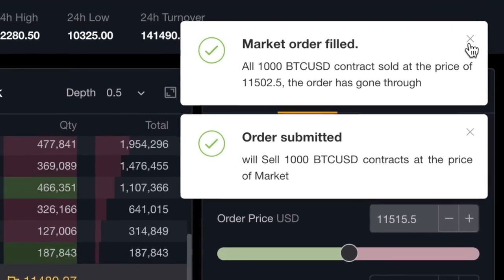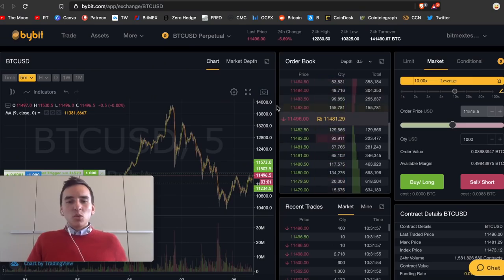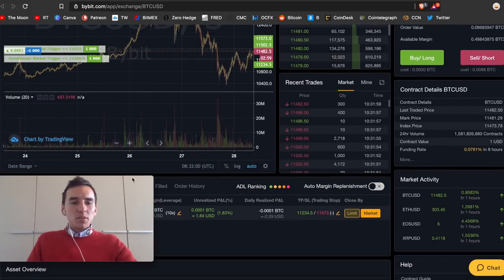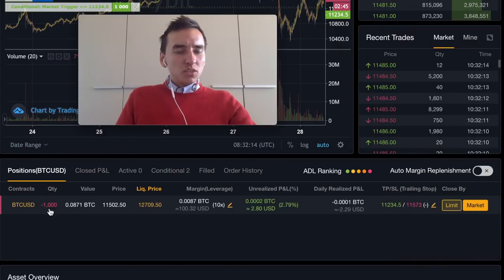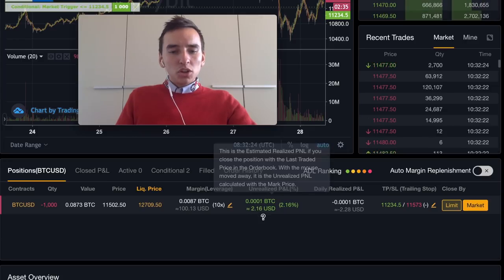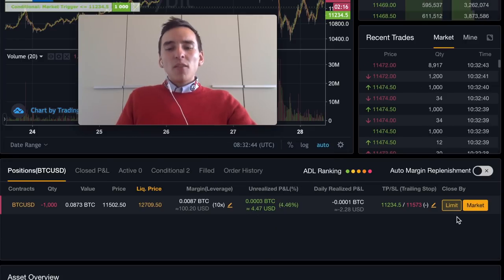filled. We are now in this position, and if we scroll down below, you can actually see your position down here. So this is our contract, $1,000 short. This is our liquidation price. This is the value of the position, and we are on 10x leverage, and currently we are up $2 on this position. And here we have a few shortcuts.